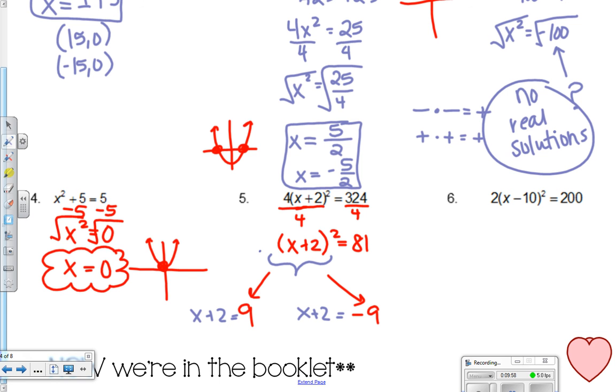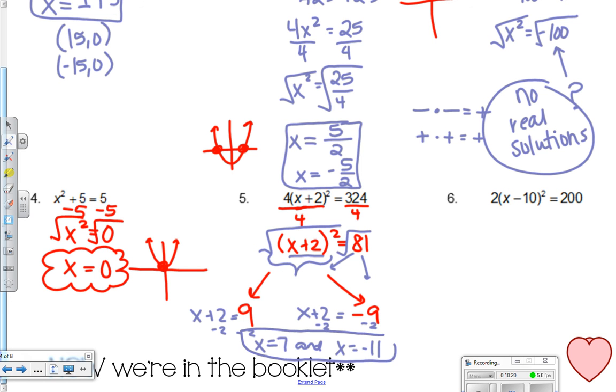What I'm essentially doing is taking the square root of that whole expression. And the square root of 81 is the 9 and the negative 9. But those are equal to x plus 2 because that's the square root of that. So I subtract 2, so x equals 7. There's one of my solutions. I subtract 2, and x equals negative 11. Those are my two answers, okay?